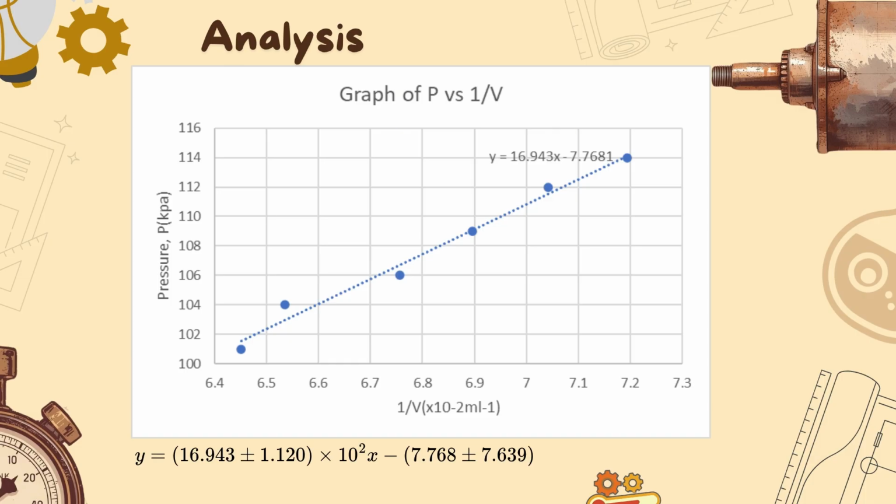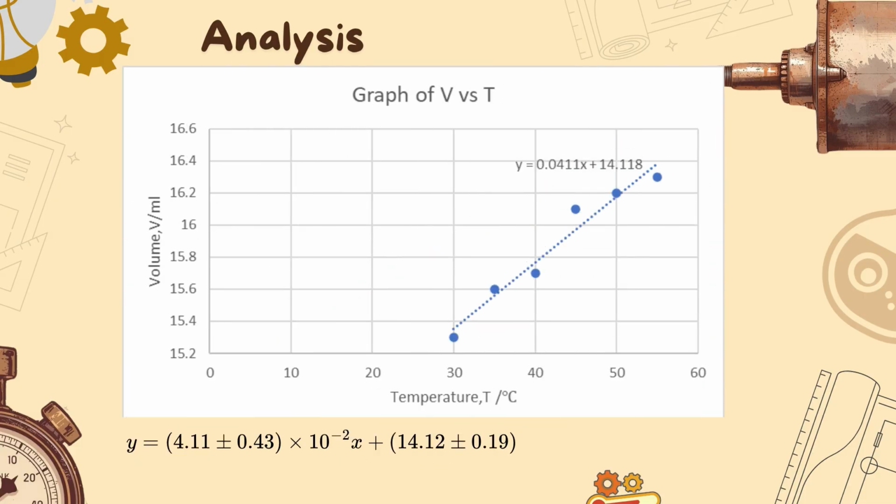Moving into the analysis, we analyzed the relationship between the state variables of the air column through 3 primary graphs. First, to verify Boyle's law, we plotted pressure against the inverse of volume. As expected, we observed a strong linear correlation, with our best fit line following the equation y equals 16.943x minus 7.768.